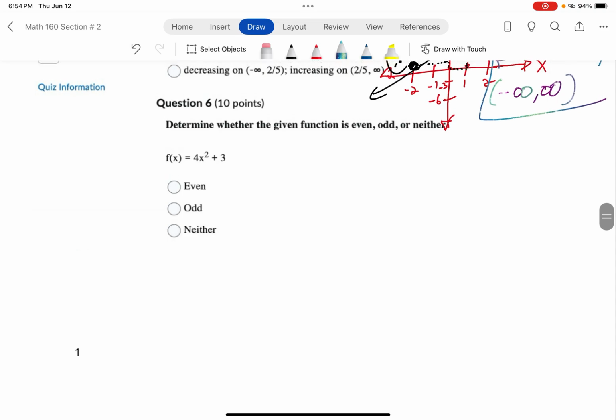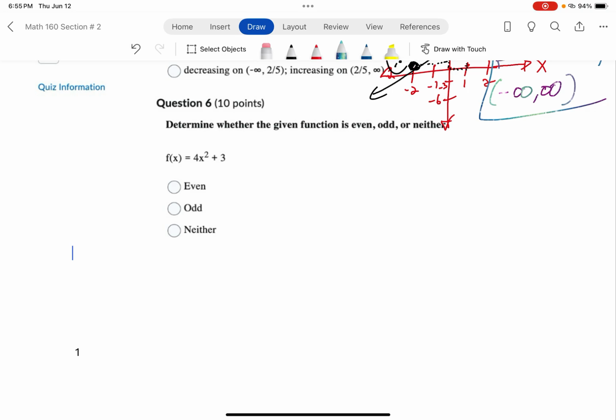The next one says determine whether the given function is even, odd, or neither. Remember, there are some parameters to say when it's even or odd. You need to plug in a minus value: you set x as minus x. When you set x as minus x, if your result is the same, positive, this is even. When you set x as minus x and your result is the negative of the function, this is odd.